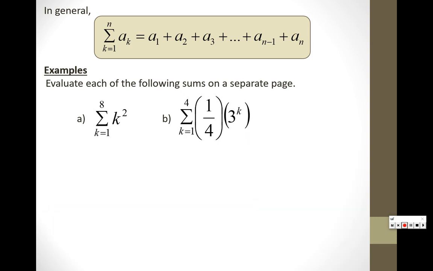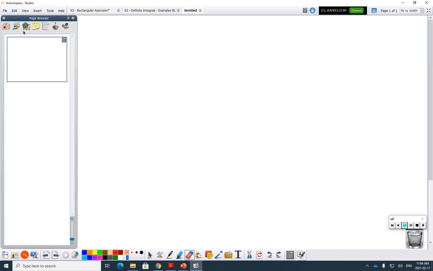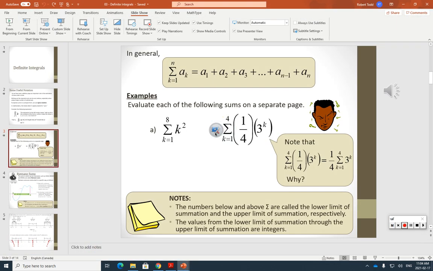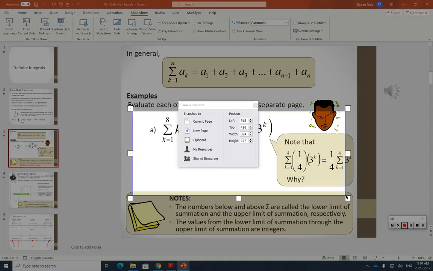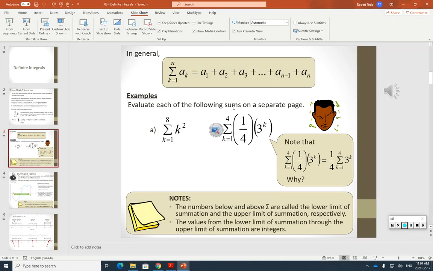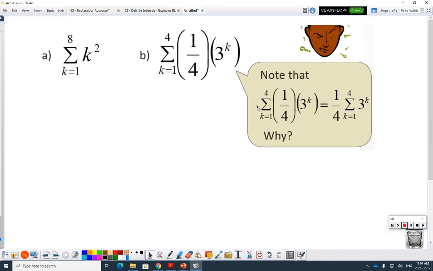Oh, separate page. Okay, so the sum from k equals 1 to 8 of k squared. I'm going to need a little space to do that with you. That should do it. Oh, there they are. Very good. I'll do each of these examples to give you a little more experience with this sigma notation.